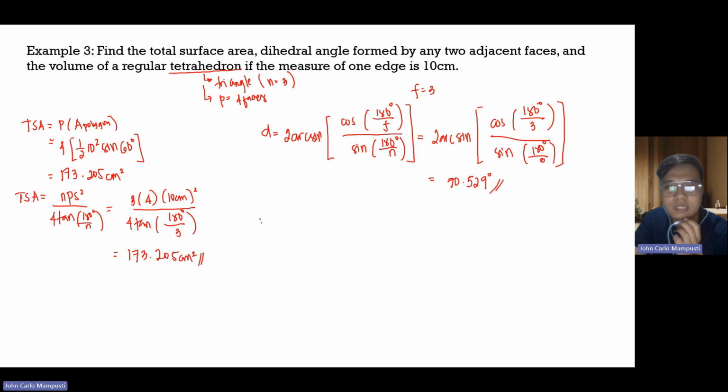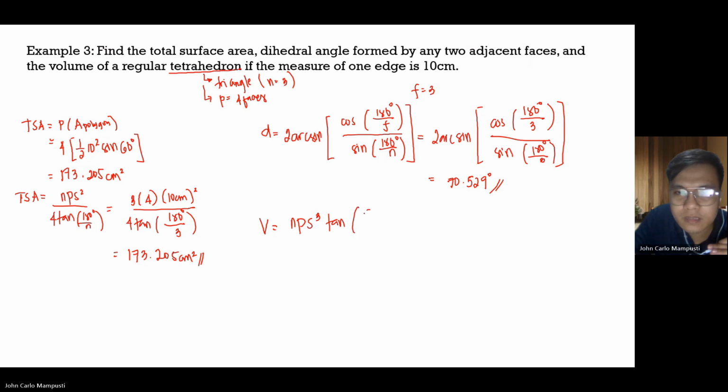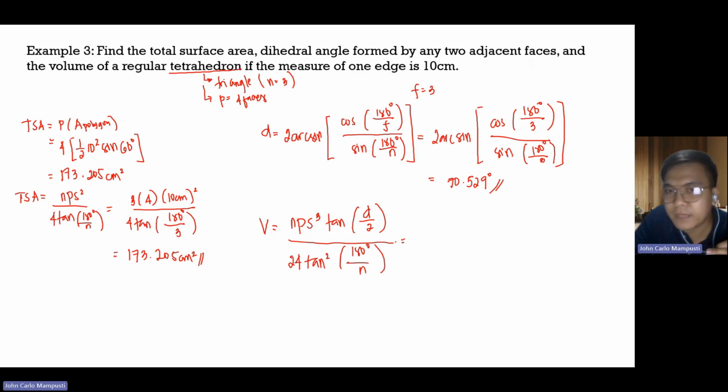Punta na tayo dun sa volume natin. Ano yung formula natin dyan? Kung di talaga natin memorize, mawawala tayo. So, NPS cube tangent d over 2 all over 24 tangent squared 180 degrees over n. Check natin na. So, next one, we have n, which is equal to 3. P is equal to 4 faces. S is 10 centimeter cube.